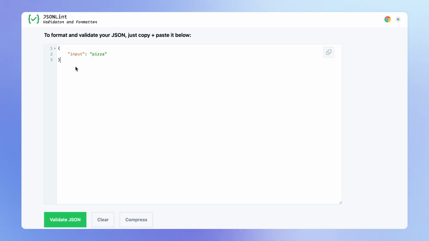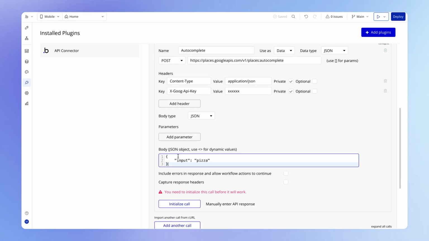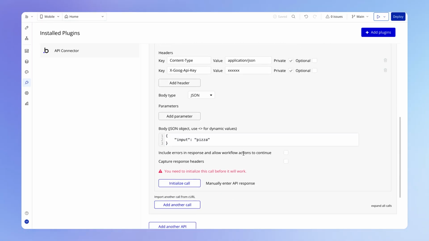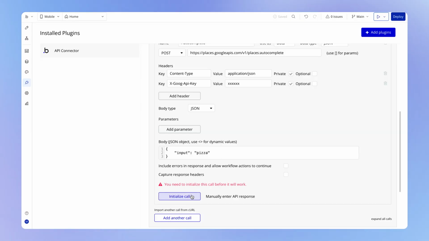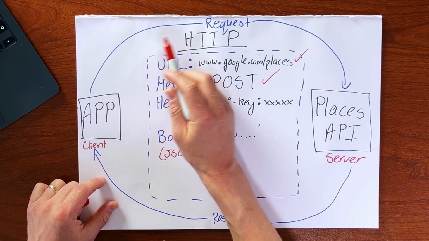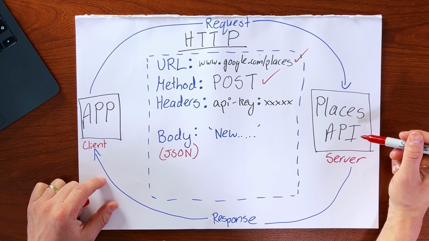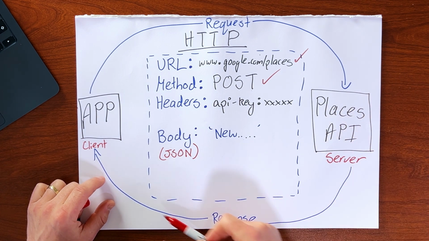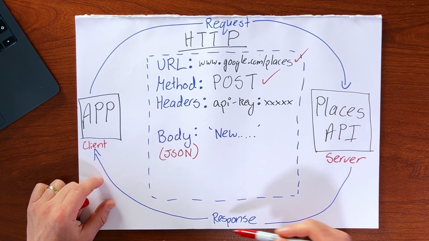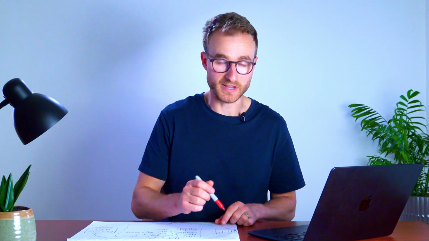So I'm going to copy this JSON body, and I'm going to put it inside the corresponding field here within the API connector. And then the next step for us to do is to actually click this button here, Initialize Call. And what this will actually do is it will send a real request from our app to the Places API. The Places API will in turn respond with some data, and we're going to receive that data within our application, and then we're going to see how we can actually process and use that response data in our app.